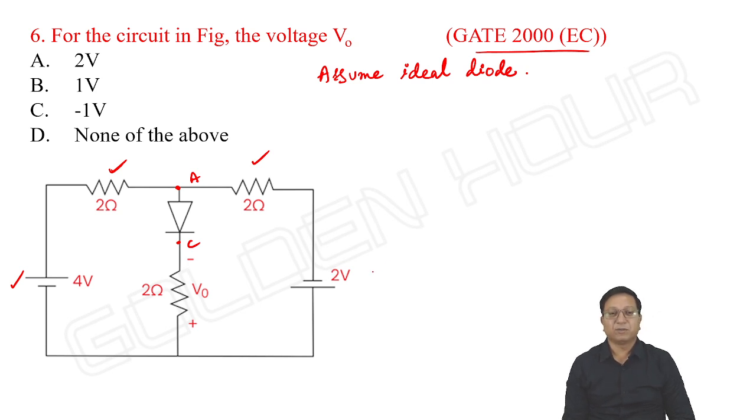Then what about the diode status? Definitely the diode will conduct, because which one dominates? 4 volts will dominate compared to minus 2 volts. So definitely the diode is on, or the diode conducts. Once the diode is on, it simply acts as a short circuit.